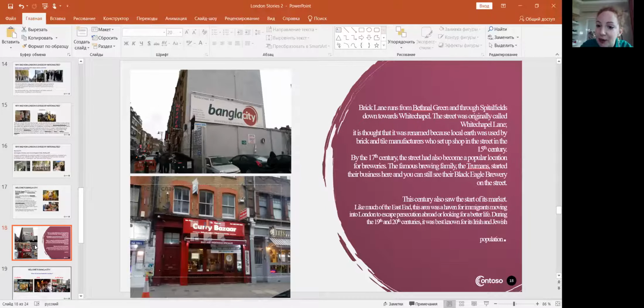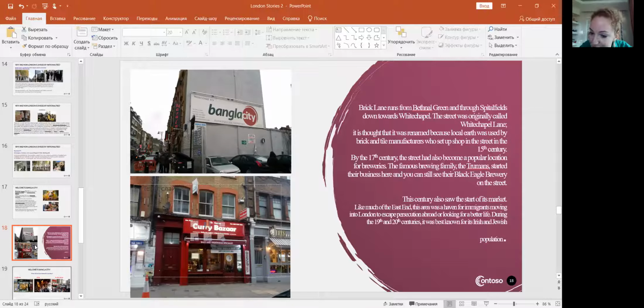Brick Lane runs from Bethnal Green and through Spitalfields down towards Whitechapel. The street was originally called Whitechapel Lane. It is thought that it was renamed because local earth was used by brick and tile manufacturers who set up shops in the street in the 15th century. By the 17th century, the street had also become a popular location for breweries. The famous brewing family, the Trumans, started their business here, and you can still see their Black Eagle Brewery on the street. This century also saw the start of its market.